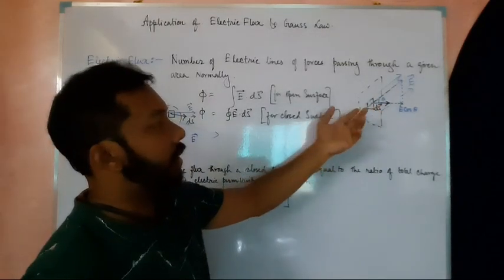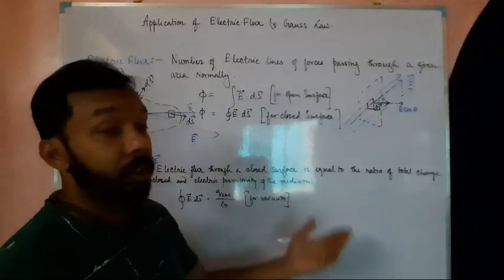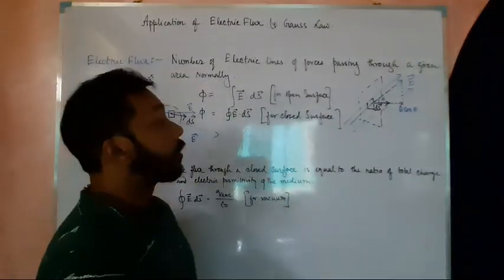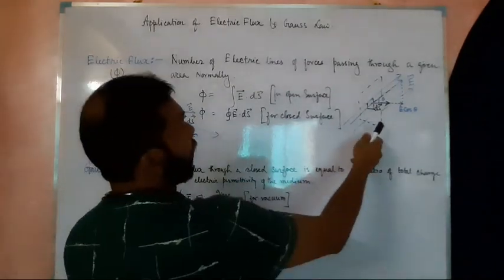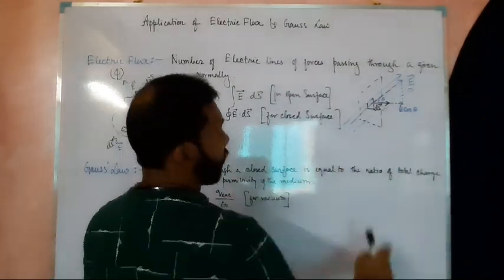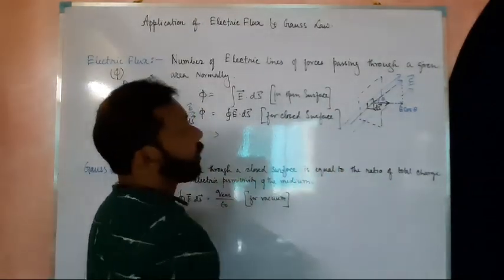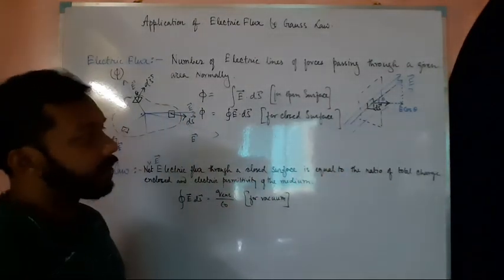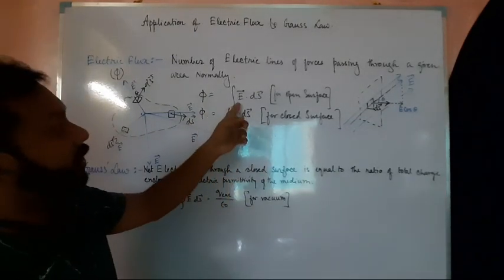But here the electric field is not going normally, so we have to take the normal component of the electric field, because electric field is also a vector, so we can take the normal component of that. Hence we are taking the normal component of electric field, and it is E cos theta. And E cos theta amount of electric field is passing through that area ds. So the flux is integration E dot ds.